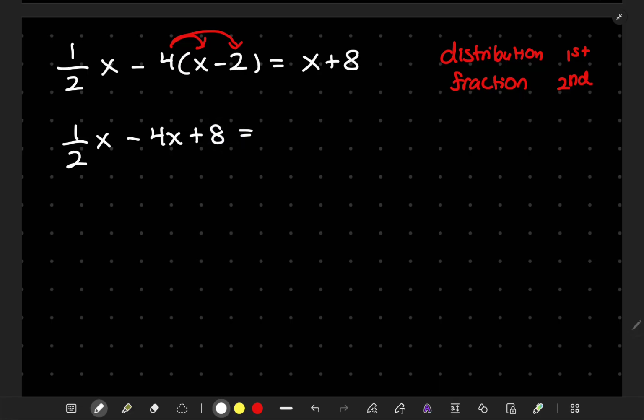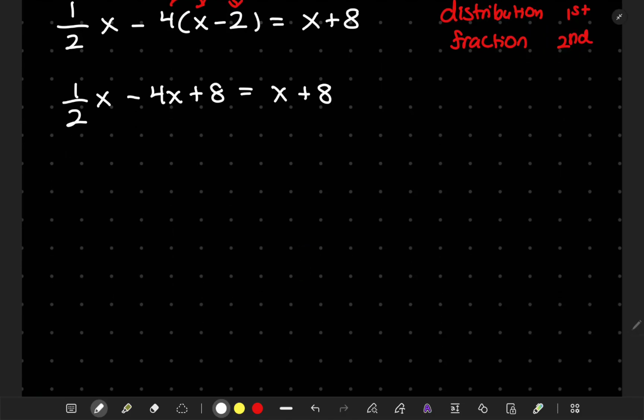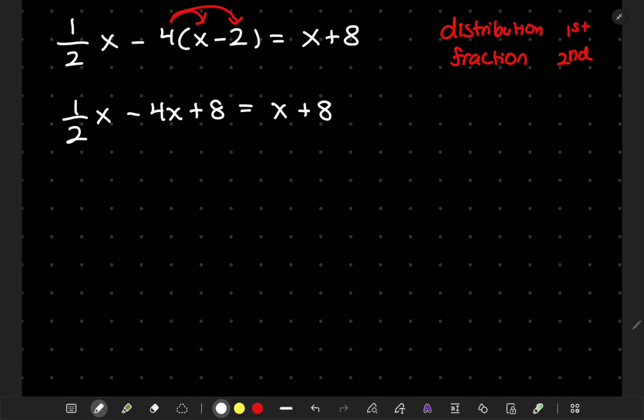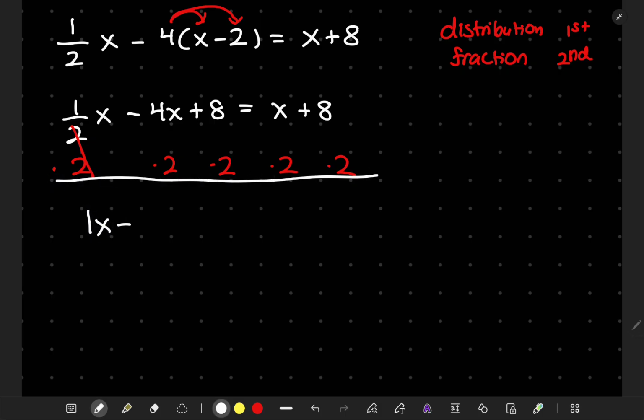I see here that this equals x plus 8. And then what I'm going to do is make it so that I can get rid of the fraction. How do I do that? I multiply again to every single term. What that gives me, the 2's cancel out, leaving me with 1x. Negative 4x times 2, that gives me negative 8x. 8 times 2, that's 16. 2 times x, that's 2x, plus 16.